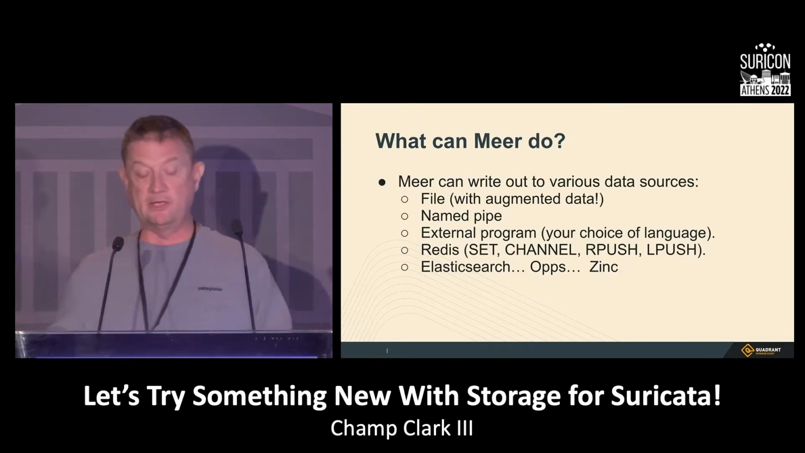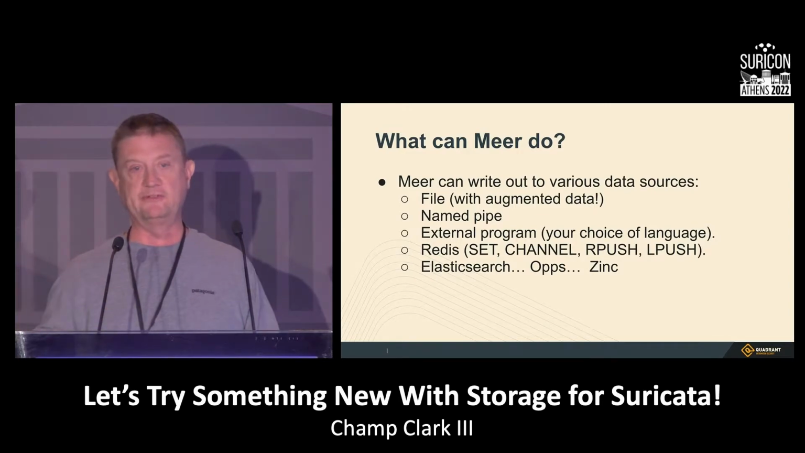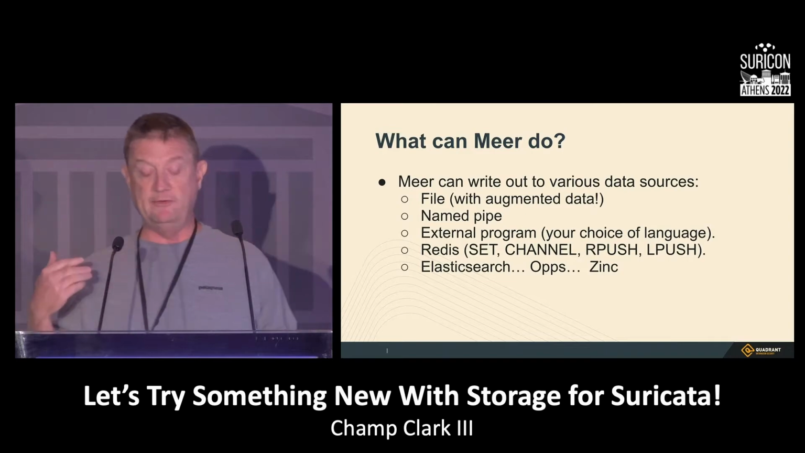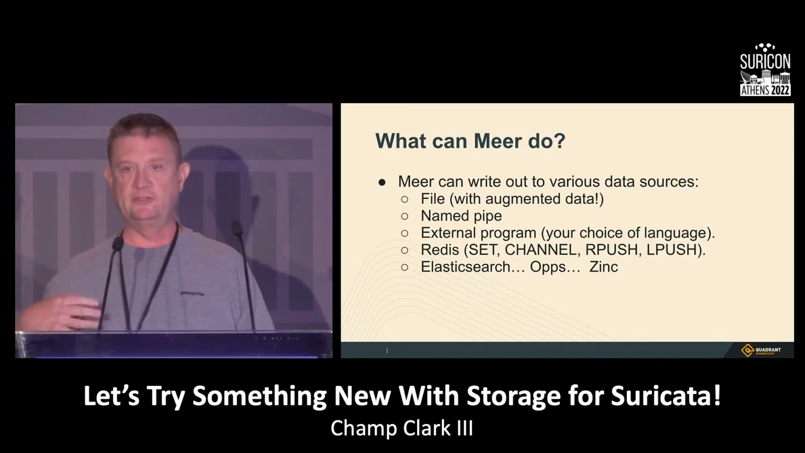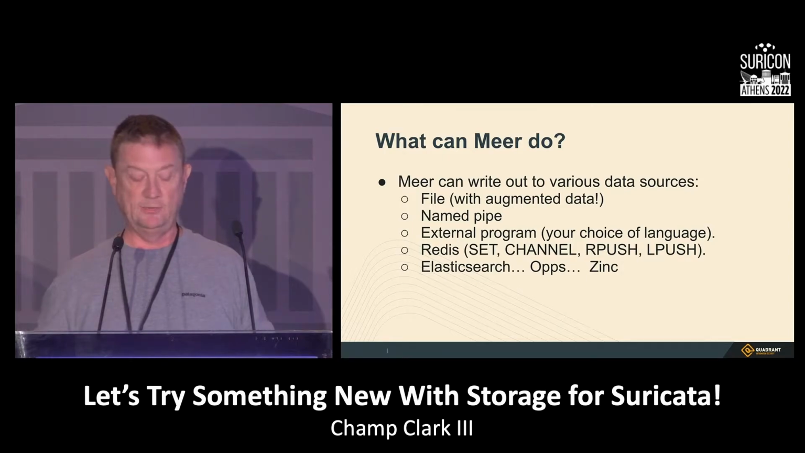Then, as I said, Mir can write out to various different destinations. For instance, it can write out to another file if you wanted to. Remember, we're augmenting the data. We're adding in DNS. We're adding in GeoIP. So we could write out to a secondary file. We could write out to a named pipe. We can even trigger external programs that you want. For instance, Mir will get it, augment the data, and then write it to standard out to a program that you've written in Python or whatever language that you want.